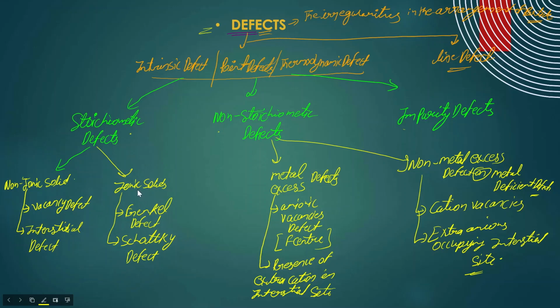And here non-ionic solid defect is also subcategorized into two parts: vacancy defect and interstitial defect. And ionic solid defect is also subdivided into two parts: Frenkel defect and Schottky defect. And here metal excess defect is also subdivided into two parts: first anionic vacancy defect, which is responsible for the F center, and second is presence of extra cation in interstitial site. Now here metal deficient defect is also subcategorized: first cationic vacancy, second extra anion occupying the interstitial site. Now these are all about the point defect.